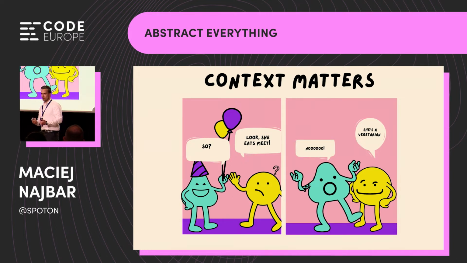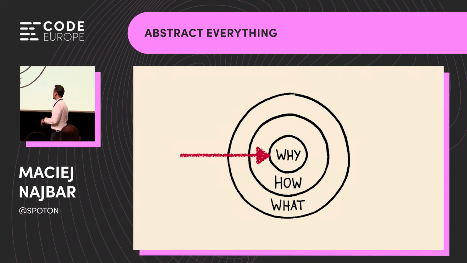The answer to the question why sets a context for your task. Context can change everything: a priority, a plan, and a solution. Then you should ask what needs to be done. It's not just a to-do list. The well-prepared plan is an organized scope of work.